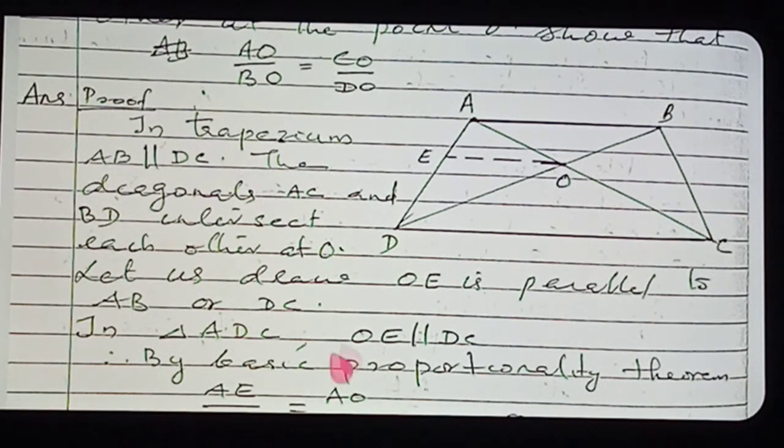If OE is parallel to DC, then which triangle will we take here? You yourself think, which triangle will come? ODC.